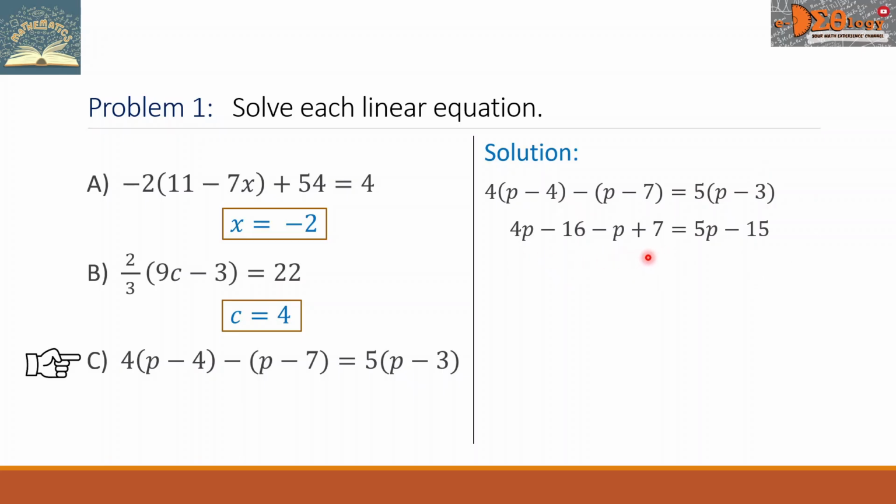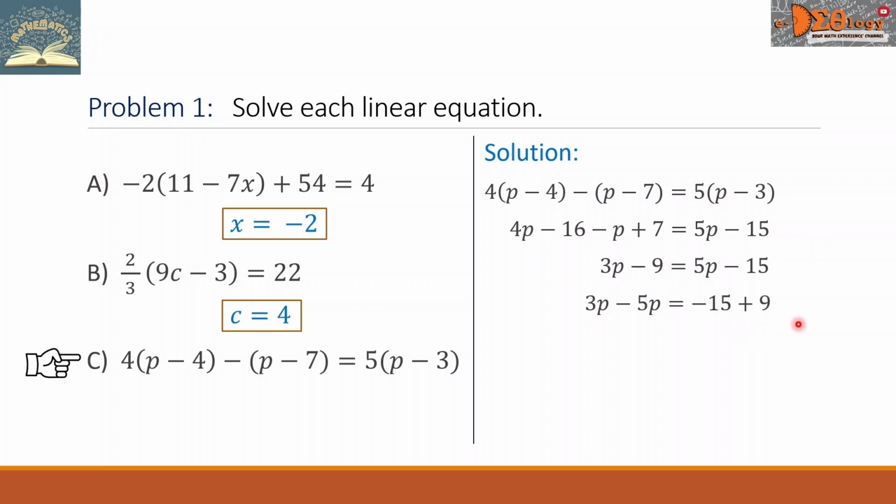Let us simplify the left side. We can combine 4p by negative p. That is 3p. Then we combine negative 16 by positive 7. We get negative 9. Equals the right side. Now we put together all variables in one side, all numbers on the other side. By convention, the variables are kept on the left side. So this 5p positive on the right, we transpose to the left. And this negative 9, we transpose to the right.